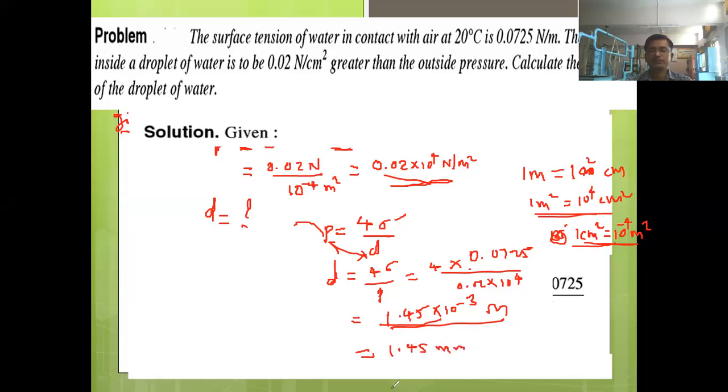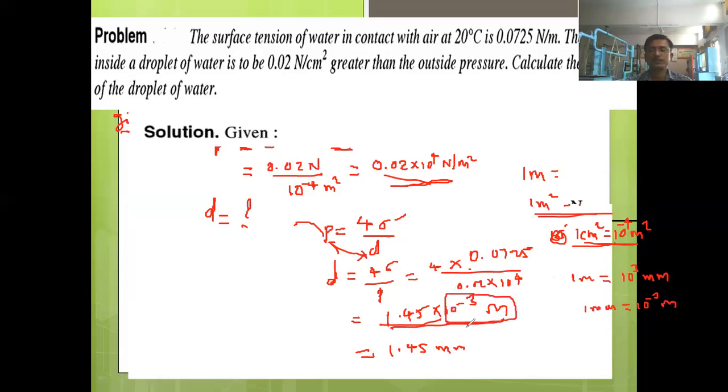How has it come? 1 meter is equal to 10 to the power 3 mm. 1 mm is equal to 10 to the power -3 meter. So already there is 10 to the power -3, so we can write millimeter. So the diameter of the liquid droplet D will be equal to 1.45 mm, or in meter it is 1.45 into 10 to the power -3 meter.